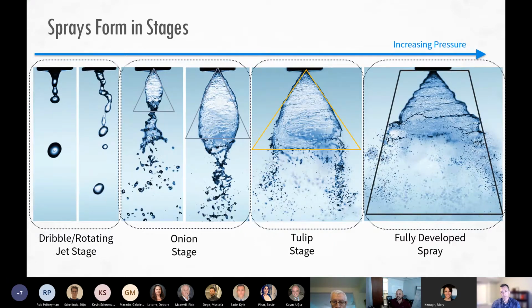Thanks, Kyle. That fully developed spray is typically what our clients are looking for. What we're going to start seeing is that it's very important for us to understand what's happening in our process besides just pressures and flows. Next slide.